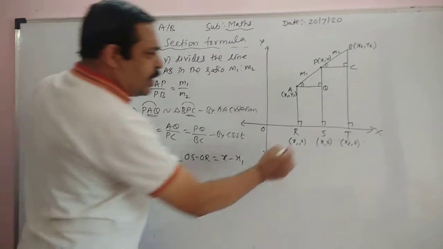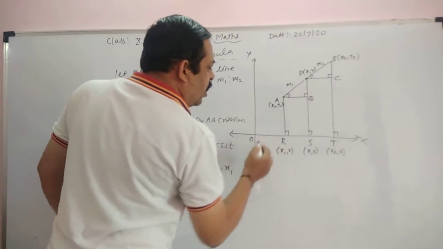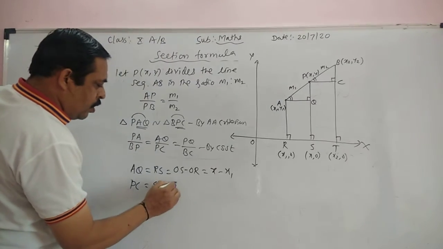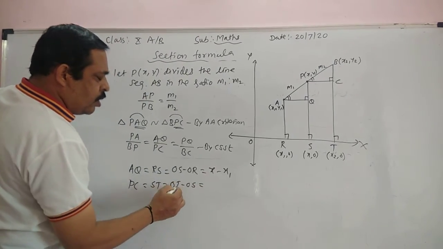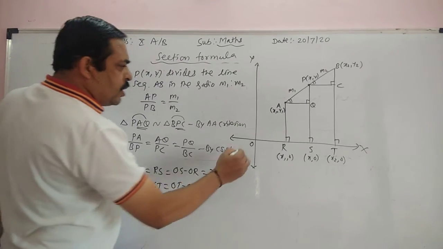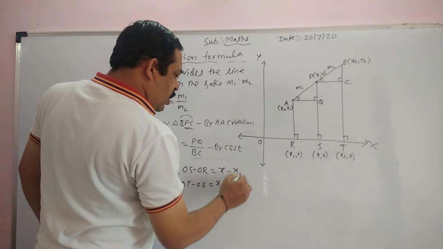How can we calculate ST? ST means OT minus OS. Consider O as the reference point. What is OT? OT is the distance x2 and OS distance is x.